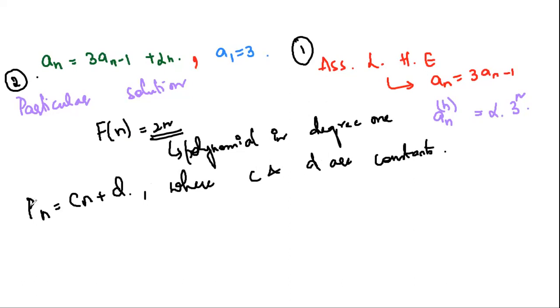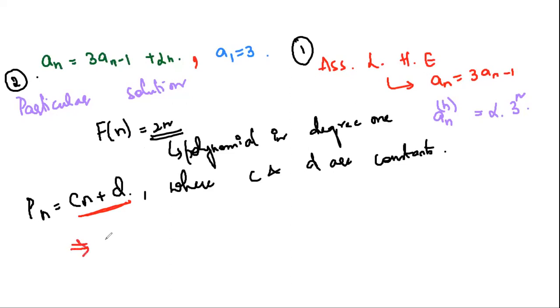To determine whether there are any solutions of this form, suppose that Pn is equal to Cn plus D is a solution. Then the equation an is equal to 3an minus 1 plus 2n can be written by replacing an with this Pn. Nothing complicated. If we have an, we will write Cn plus d. If we have an minus 1, we will write C into n minus 1 plus d.